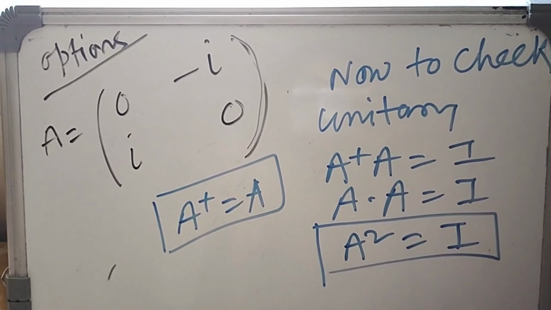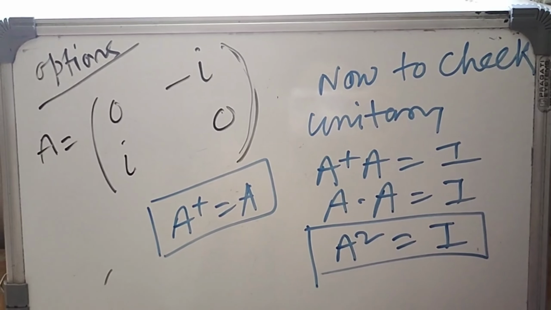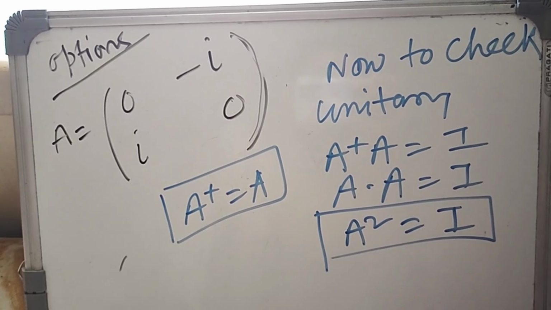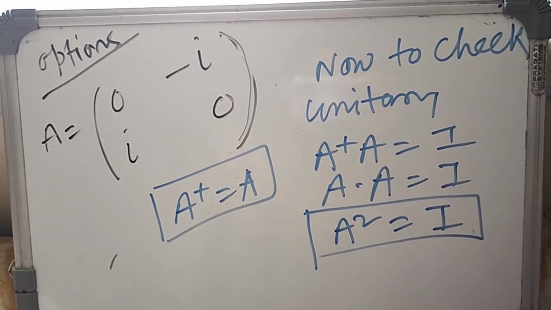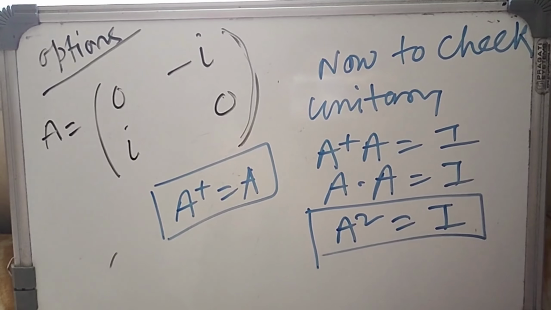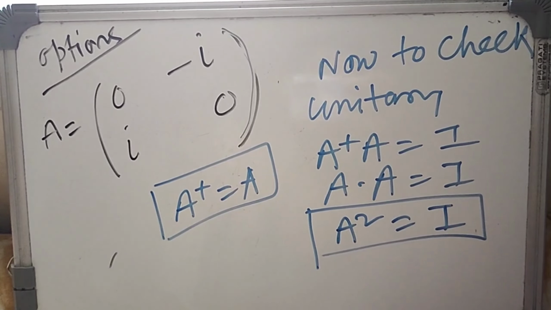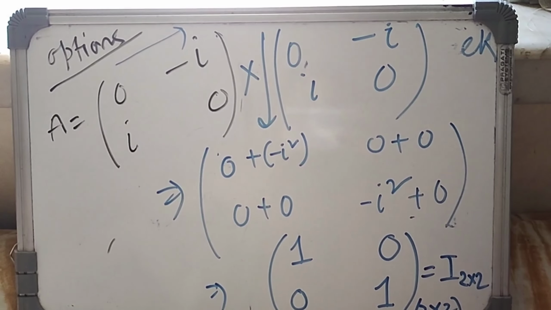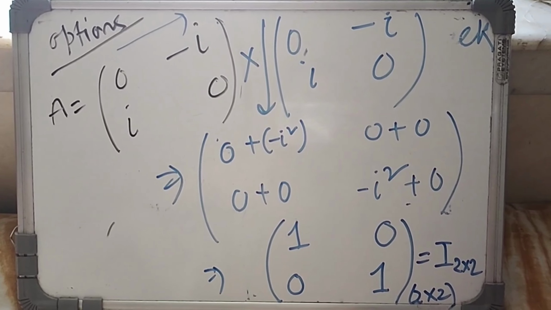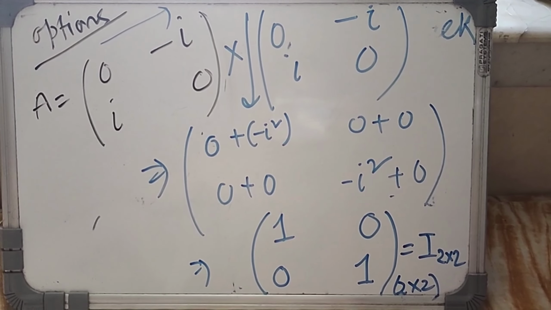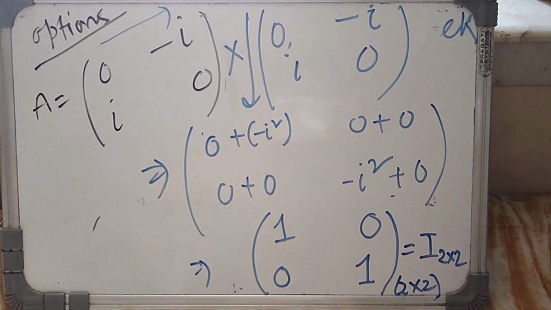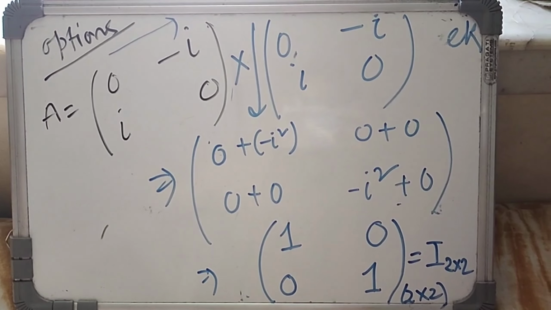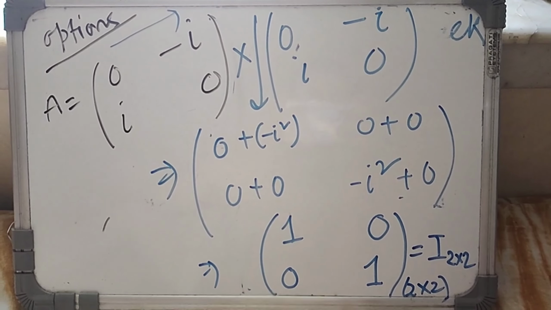In checking for unitary matrices, we know the condition is A dagger A equals the identity matrix. We already know A dagger equals A as A is a Hermitian matrix, so we get A squared equals the identity matrix. If we check option A as unitary, we multiply A with A and get 1, 0, 0, 1, which is a 2 by 2 identity matrix. So A squared equals I. So the first option is both Hermitian as well as unitary.